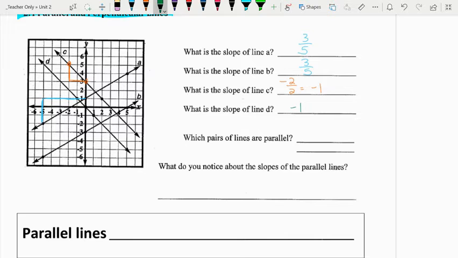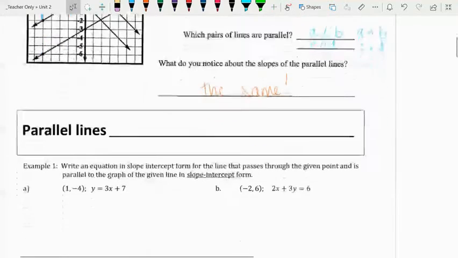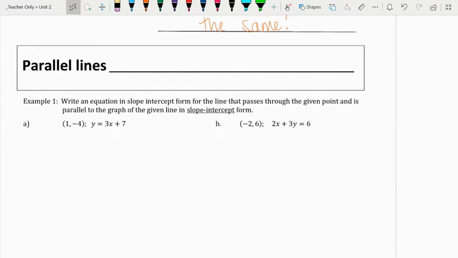Now, then it asks which lines are parallel. Hopefully we are familiar with parallel. A would be parallel to B, or you could have just written A and B, which then also means C is parallel to D. Oh, C and D. What do you notice about the slopes of the parallel lines? Well, hopefully you were able to determine that the slopes are the same. Okay, and that's the big thing that we're talking about here. Parallel lines have the same slope.